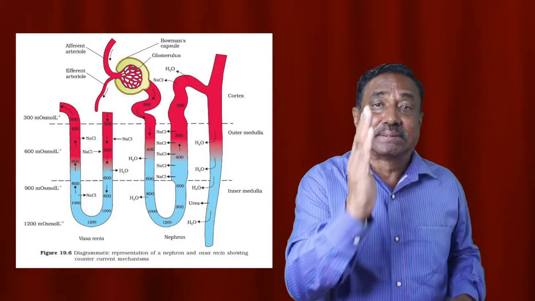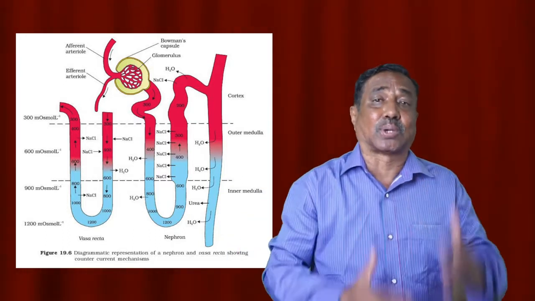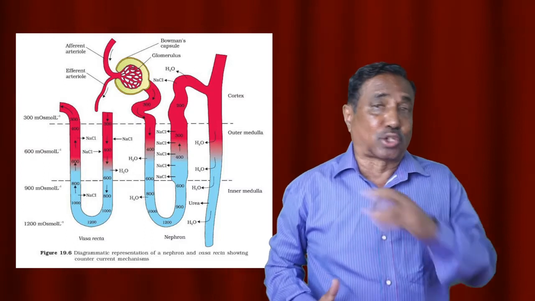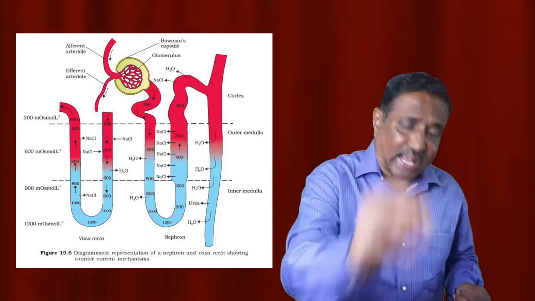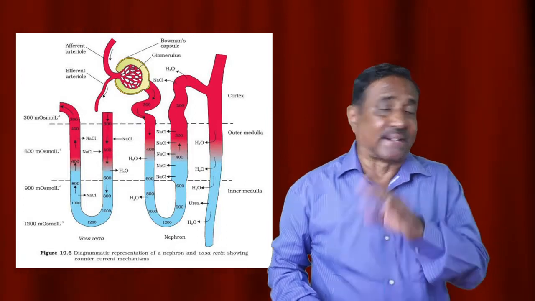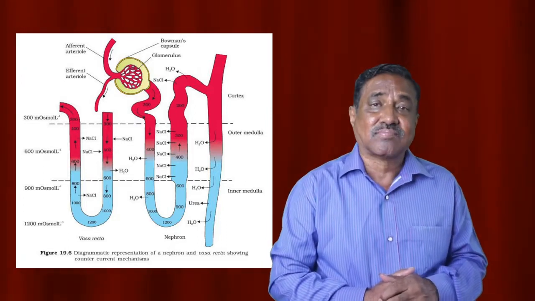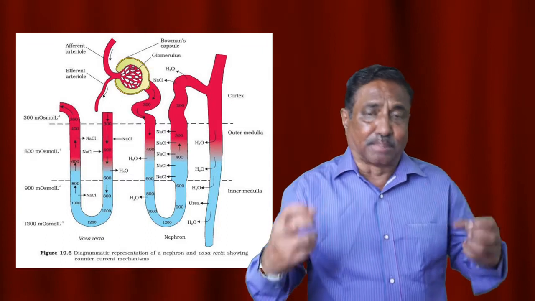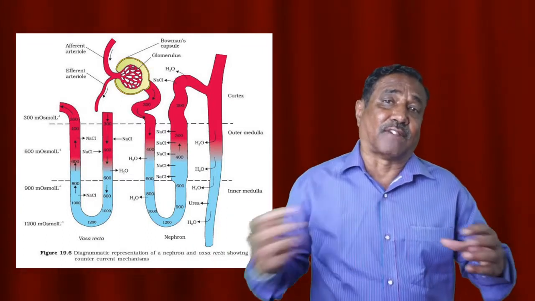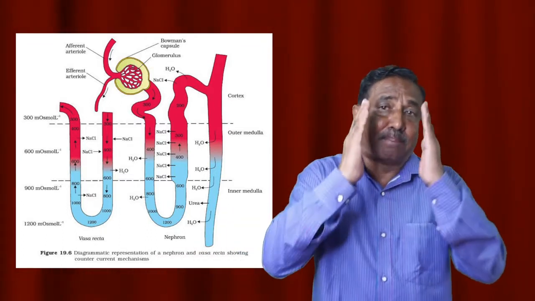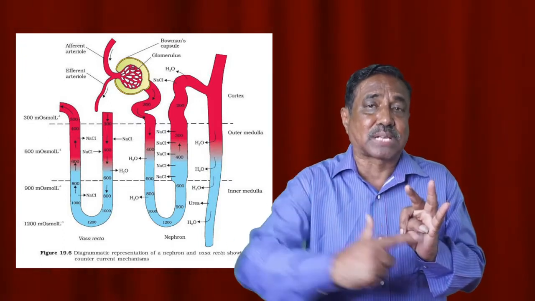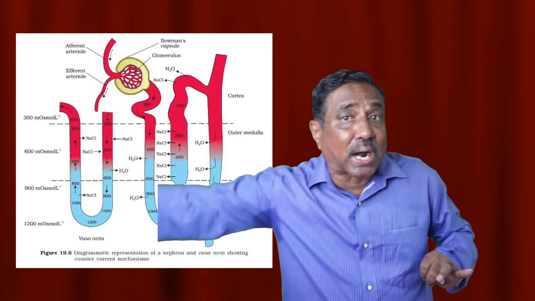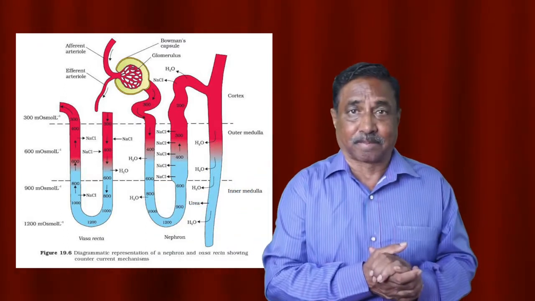It enters into the DCT. In the DCT, as I told you earlier, tubular secretion takes place. Hydrogen, ammonia, potassium are added. Creatinine and certain wastes are added. And in the collecting tubule, absorption of water takes place. Because of these three steps, glomerular filtration, tubular reabsorption, and tubular secretion, the product formed is called urine.